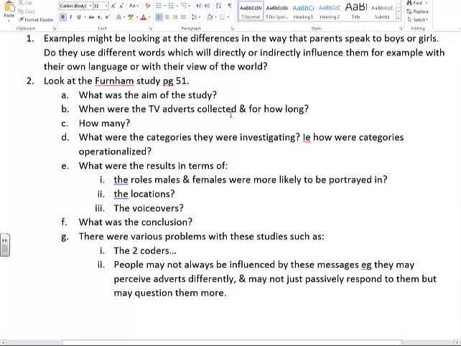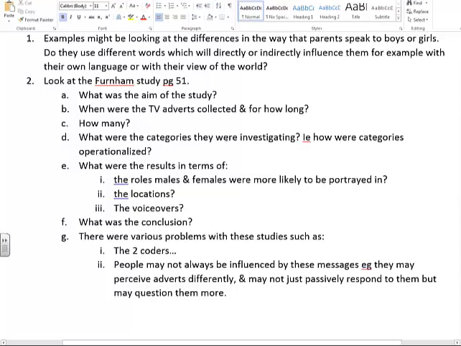I think it was something like 2000. It's not that I'm after. It's when in the day, for example, and over what period of time. How many adverts were looked at? What were the categories they were investigating? So in other words, how did they operationalize those categories?